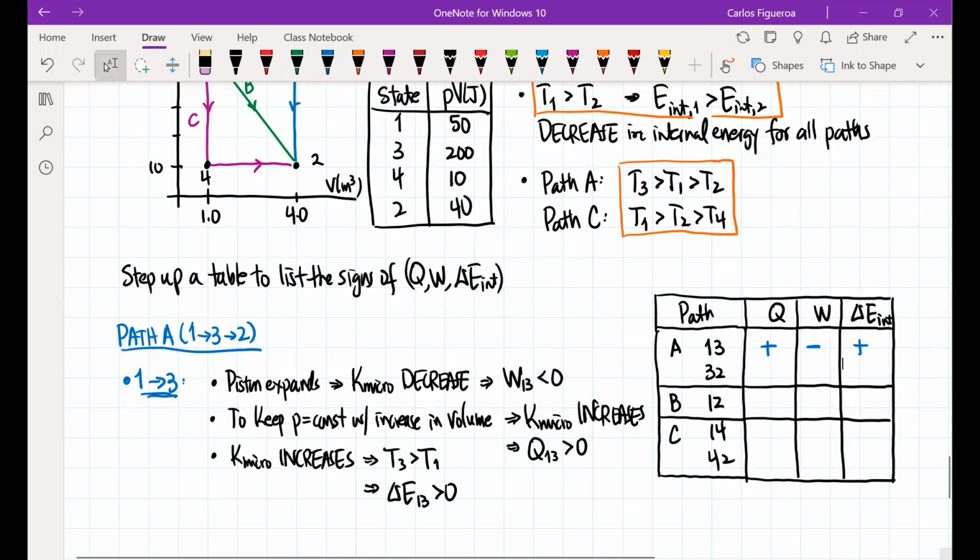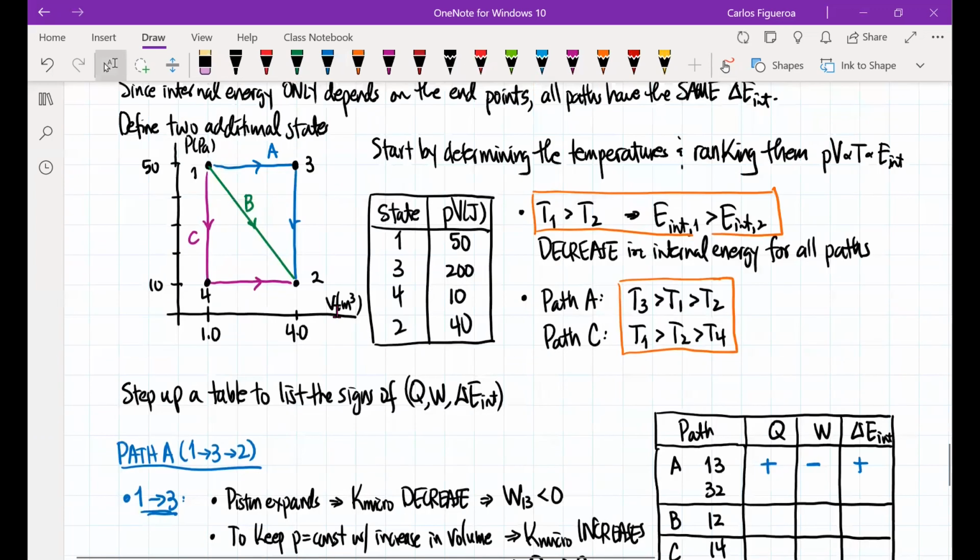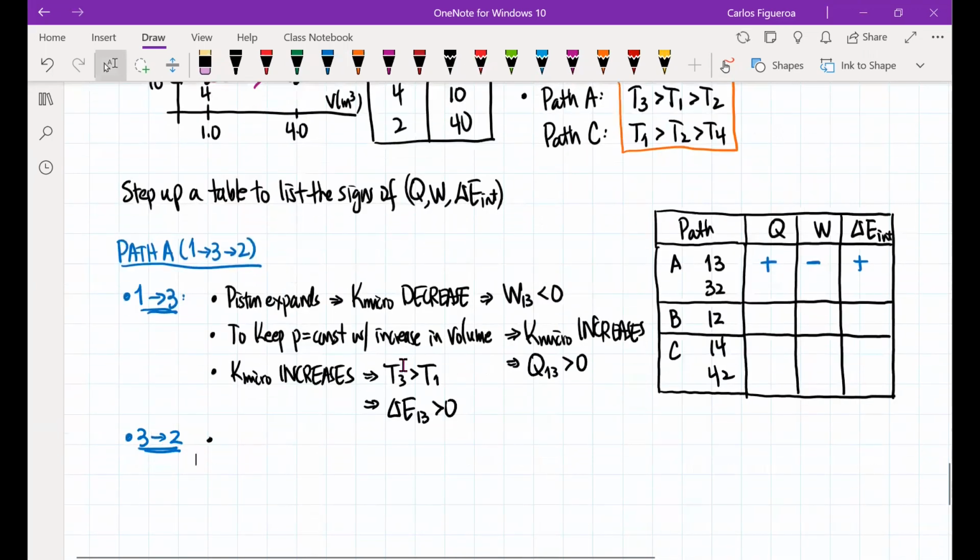Now let's look at what happens along path 3 to 2. We go from 3 down to 2, and I'm going to go through the same process. Look what happens. This is isochoric. Isochoric immediately tells us that the work from 3 to 2 is equal to 0. That means that the gas molecules do not change kinetic energy.